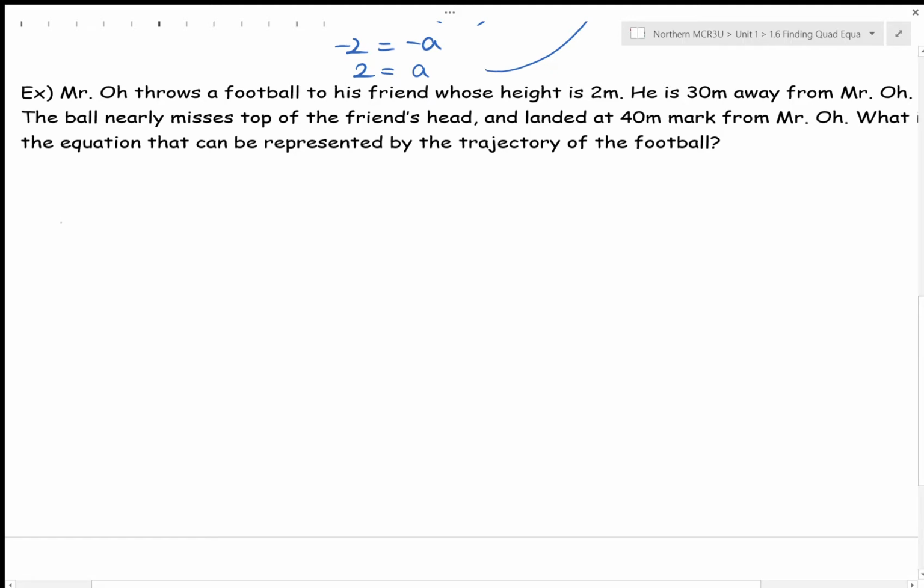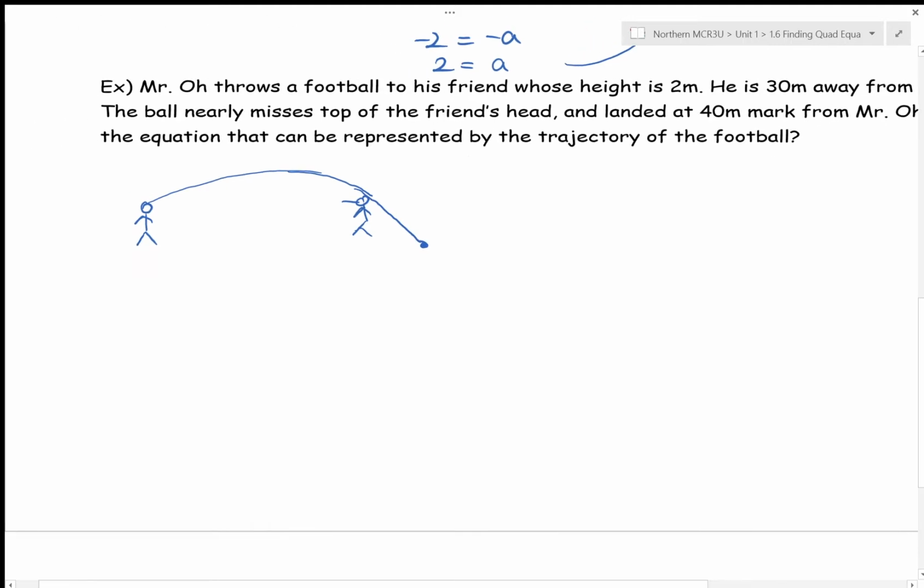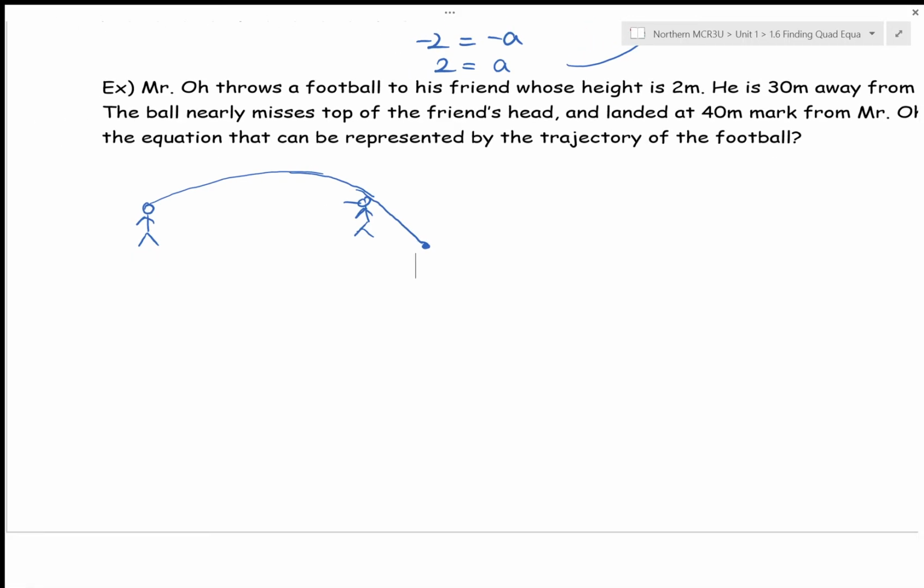So, when you're dealing with a word problem, the first thing is to try to draw the situation out. So here's Mr. O, here's his friend with a hat, let's say, and he throws the ball. And if it nearly misses the hat and lands here, it depicts that it is a quadratic curve, right? So one thing that we can do is simply find the x-intercepts, which are the landing point and one of the points, which can be represented by his height.